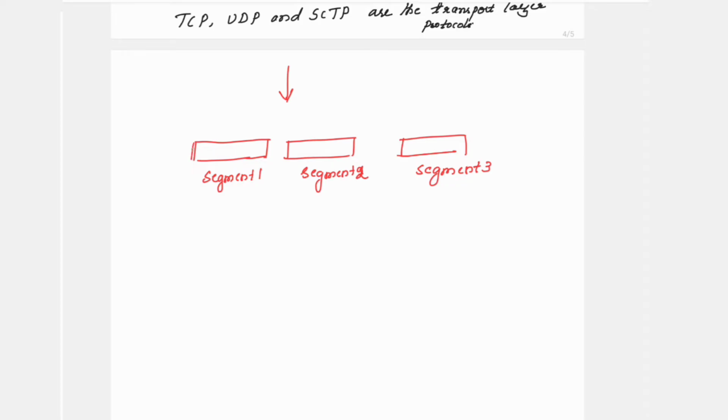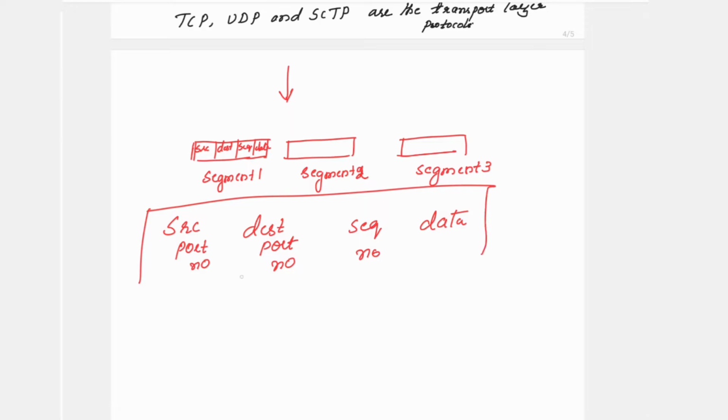So the complete segment consists of the source port number, the destination port number, the data that has come from the application layer, and the sequence number. I'll just write it in a bigger font size: source port number, destination port number, sequence number and the data. These 4 components together, you have to call it a segment.